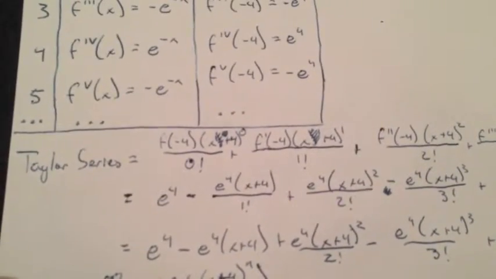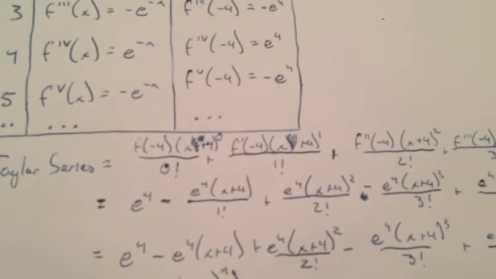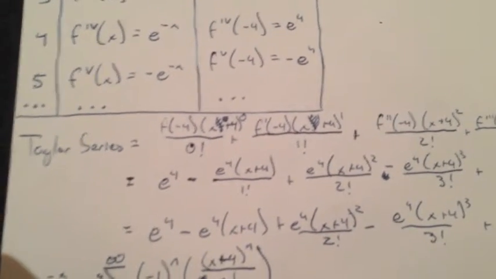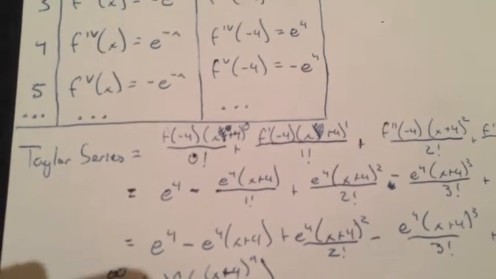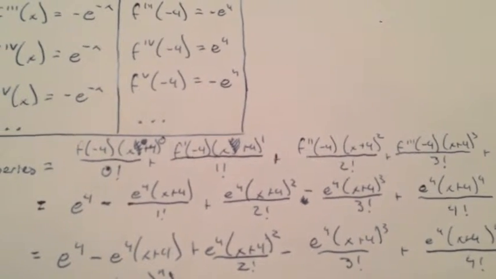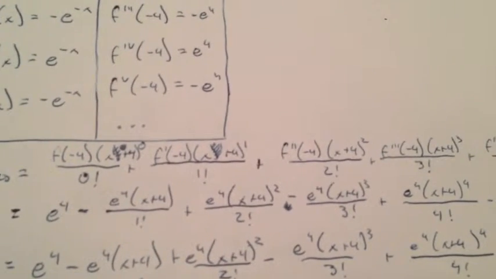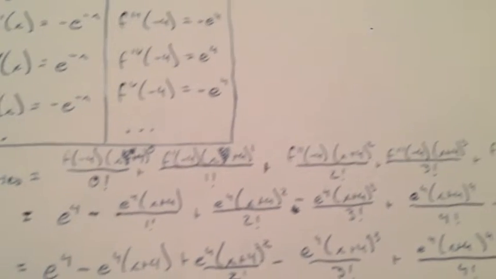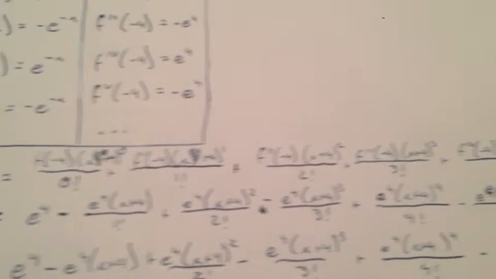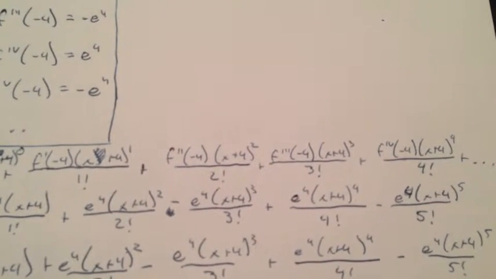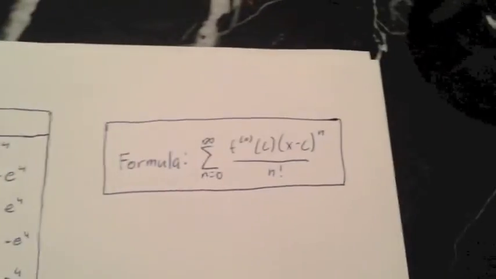So f of negative 4 times x plus 4 to the 0th power all over 0 factorial, because this is when n equals 0. Now when n equals 1, we have the first derivative of negative 4 times x plus 4 to the power of 1 all over n factorial. Then for n equals 2, we do the same exact thing, plugging in all the information from here, do this formula, you get n equals 2, and we do the same thing for 3, 4, so on and so forth.